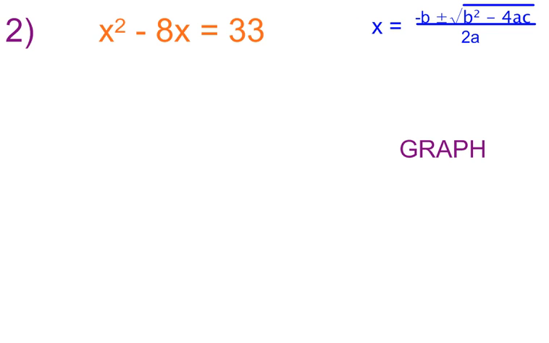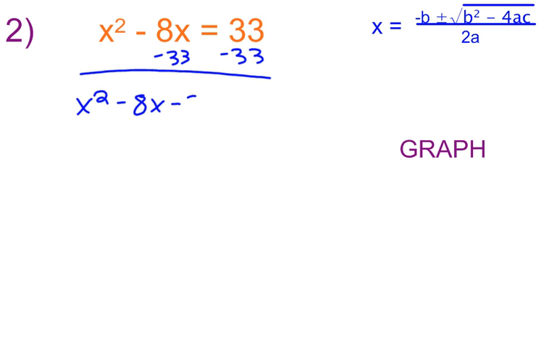Number 2, same idea. We have our equation. We need to first get it into standard form, so I'm going to minus 33 from both sides. I have x squared minus 8x minus 33 equals 0. I'm going to go ahead and label my a, b, and c. A is 1, b is negative 8, c is negative 33.